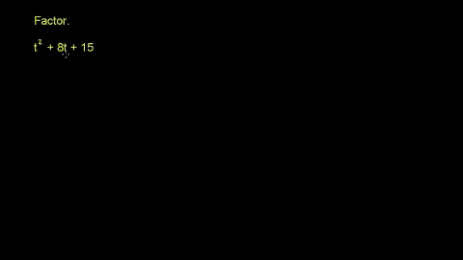Factor t squared plus 8t plus 15. So let's just think about what happens if we multiply two binomials, t plus a times t plus b. I'm using t here because t is the variable in the polynomial that we need to factor. If you multiply this out, applying the distributive property twice, or using FOIL, you get t times t, which is t squared, plus t times b, which is bt, plus a times t, which is at, plus a times b, which is ab. We essentially multiplied every term here by every term over there.